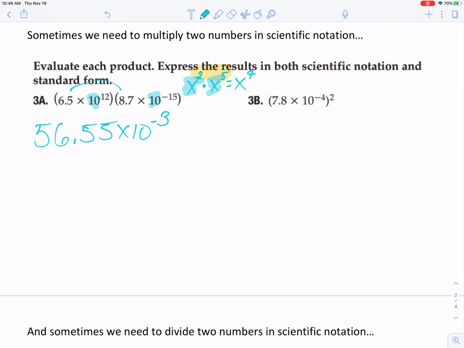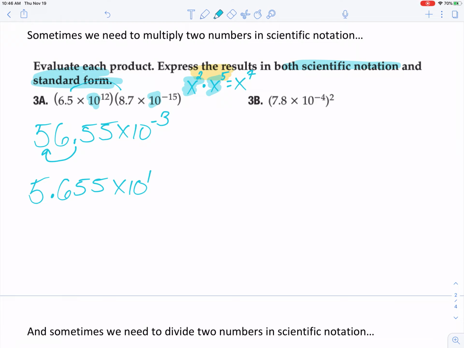Now, this is not in scientific notation. Read the directions. Express the results in both scientific notation and standard form. This isn't in anything, actually. If I want it to be in scientific notation, I need to move this decimal point one place to the left, which means I want 5.655 times 10 to the first power, right?